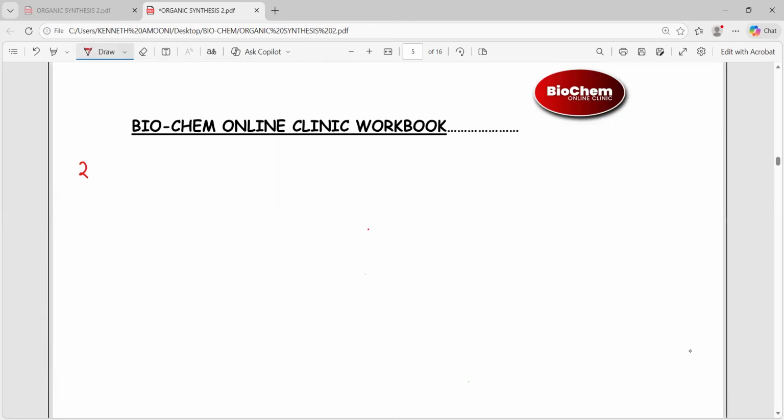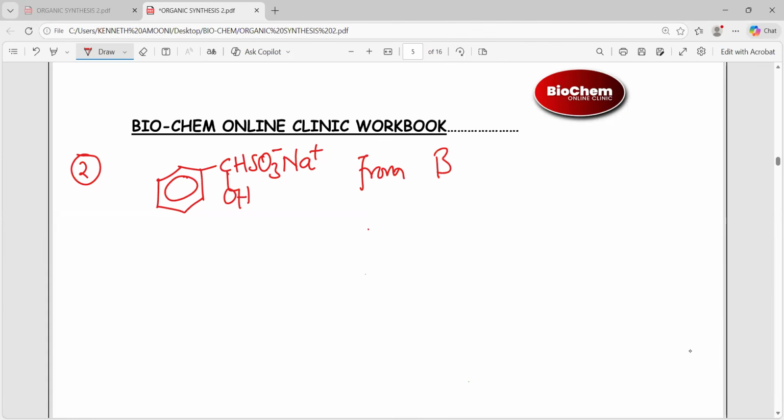The second question we are looking at, we are synthesizing that compound. Let me draw the compound there, from benzoic acid. So we are synthesizing that compound from benzoic acid.